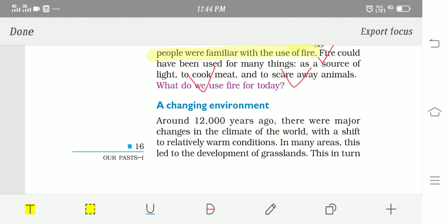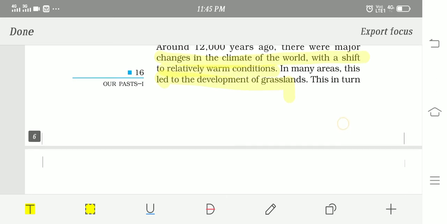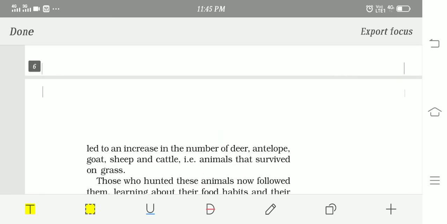So what kind of effect did this change of environment actually have? What kind of environment change did they face? They faced shifting. Because of the change in the climate, people shifted from the cold area to the warm area. Even because of the change of climate, in many areas grasslands were developed. If grassland has developed, that means the possibility of grazing is increased.